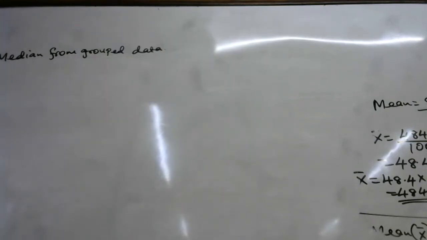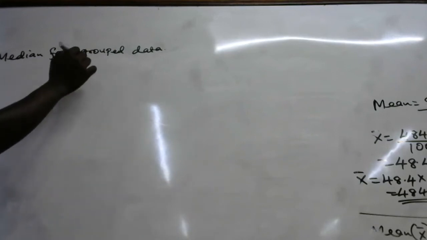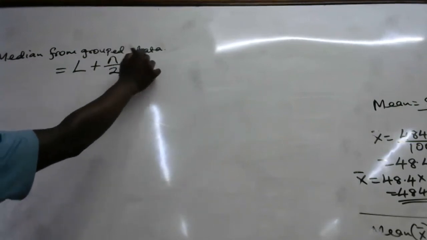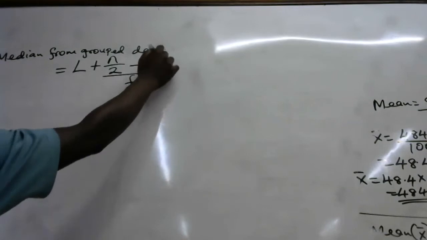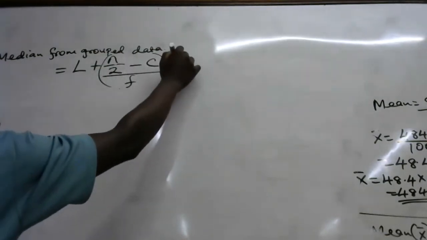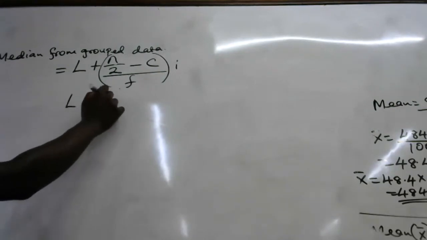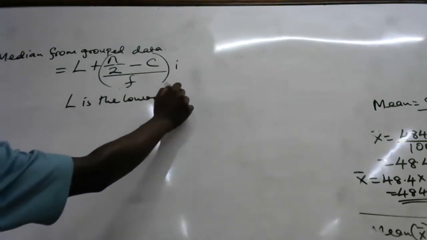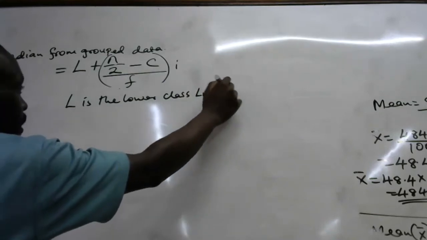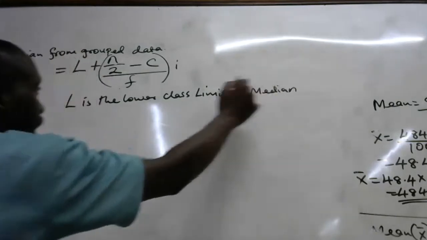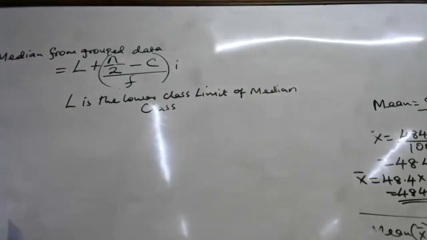Median from group data is normally given by L plus N over 2 minus C over F, then we multiply this part by I. That is the formula, where L is the lower class limit of the median class.